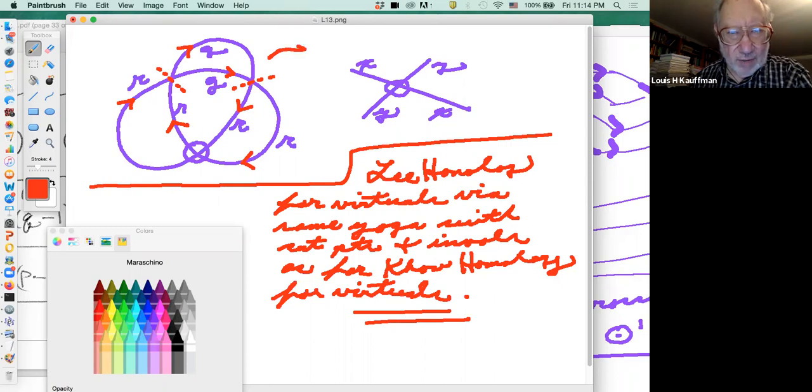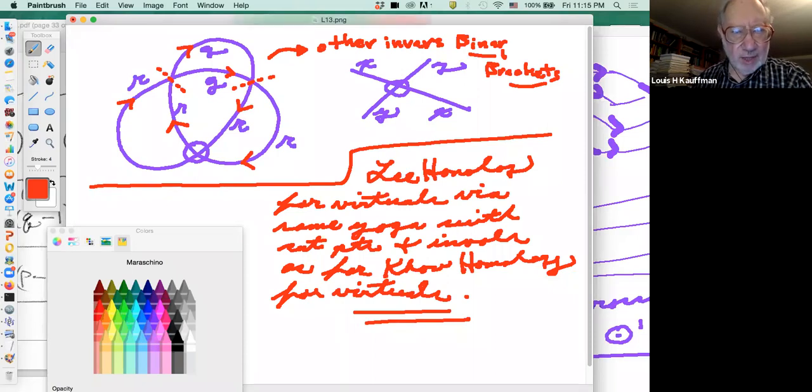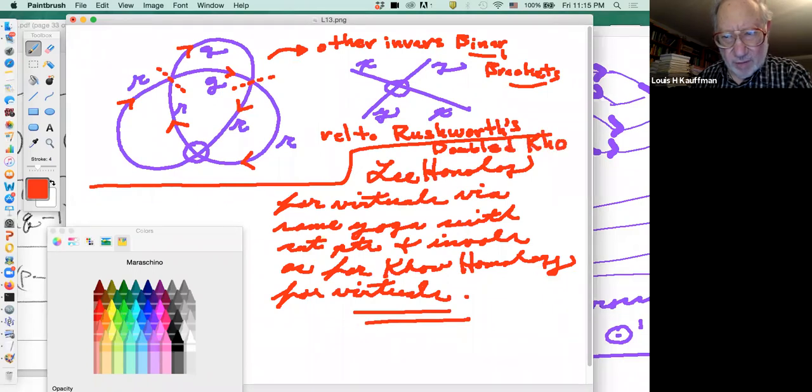This goes off in the direction of other invariants, and we'll come back to them. An invariant that I call binary bracket, where I don't use this cut point situation, and we get other invariants of virtual knots that are related to these colored states, and that is related to Rushworth's doubled Khovanov homology. But I'm getting ahead of my story.